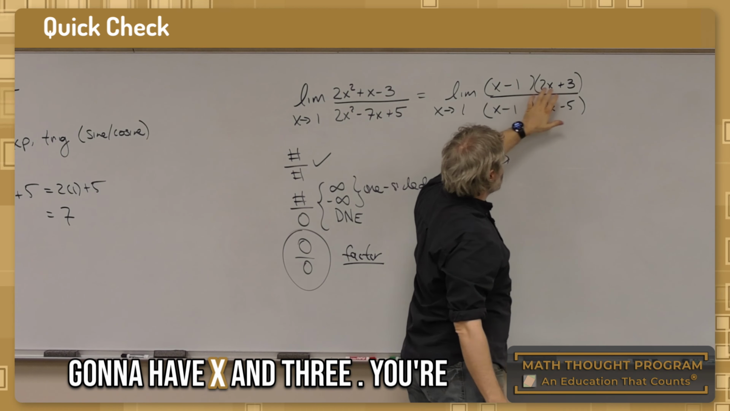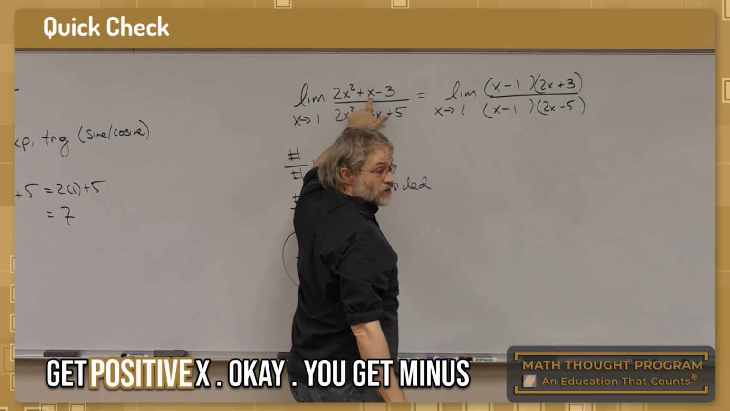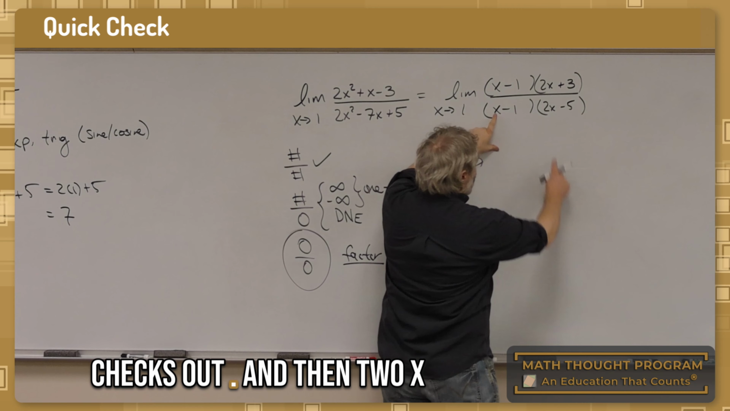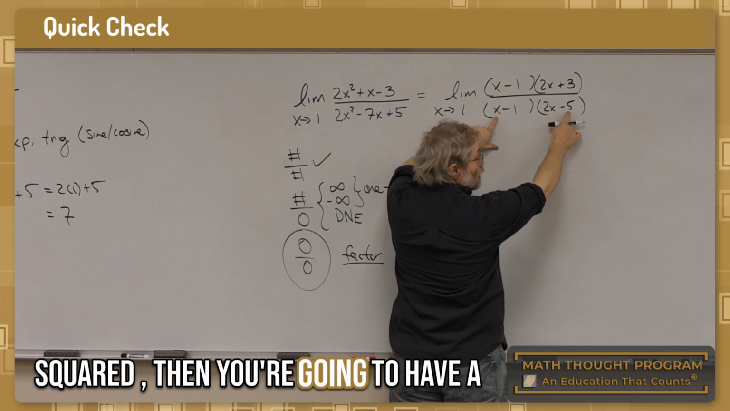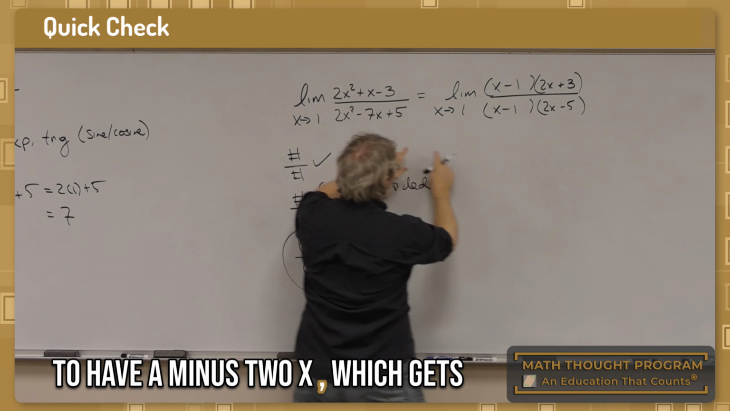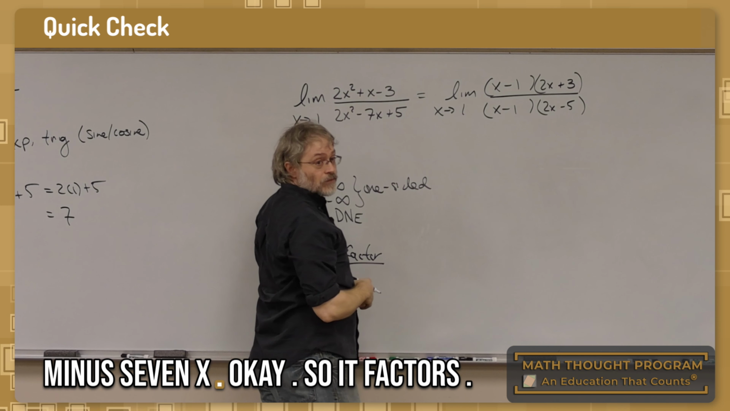Then you're going to have x and 3. You're going to have minus 2x, so you get positive x. And you get minus 3 at the end as well. So that checks out. And then 2x squared, then you're going to have a minus 5x, and then a minus 2x, which gets you minus 7x. Okay, so it factors.